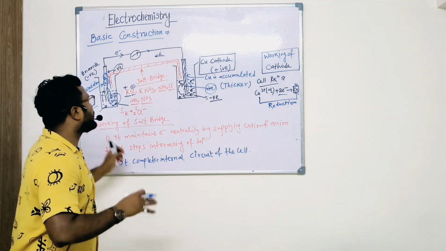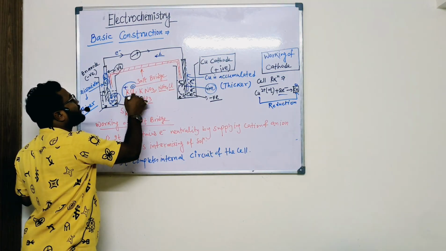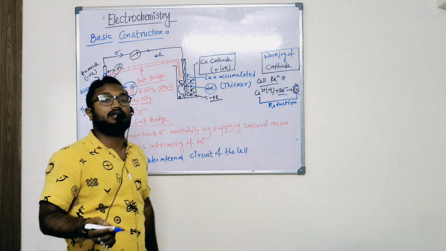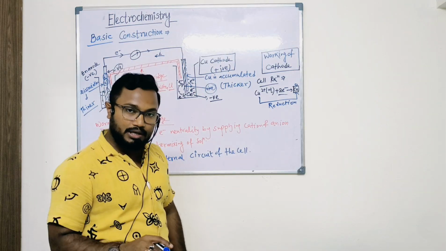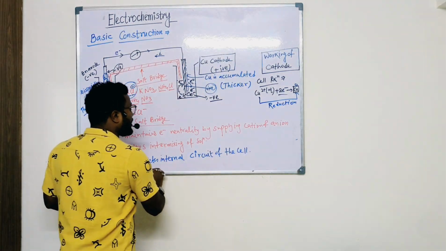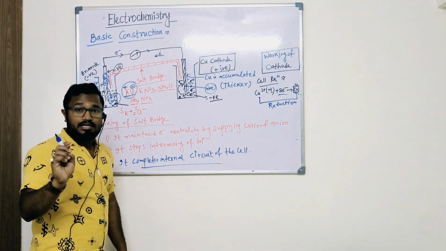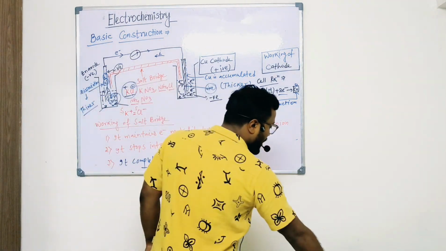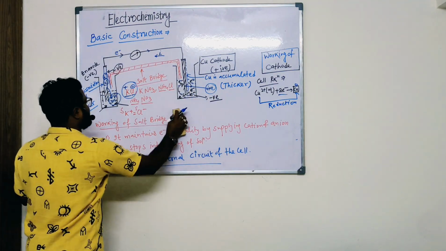As a result, what do we need to do? We need to consider that both have equal speed so that the cell starts working and the construction of the cell is complete. That's why we say that it completes the internal circuit of the cell. Now, the salt bridge has some more understandings. Let's look after that. I can draw this in another way as well.